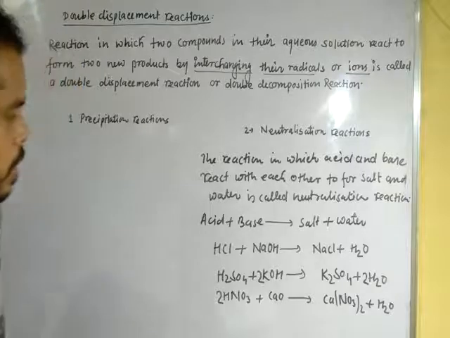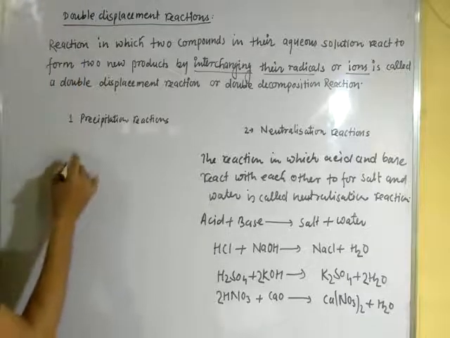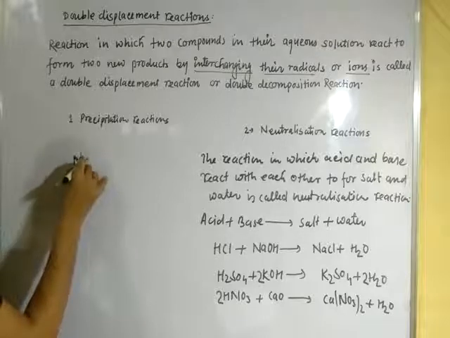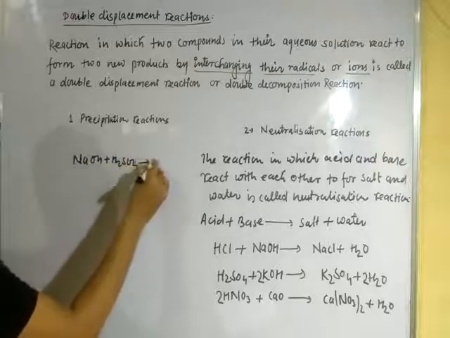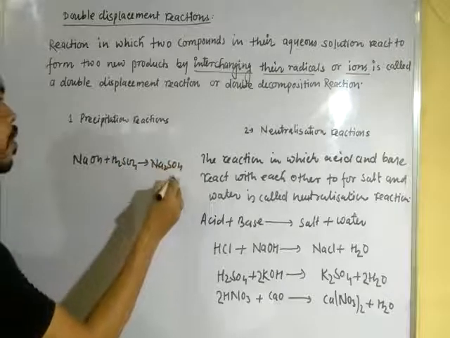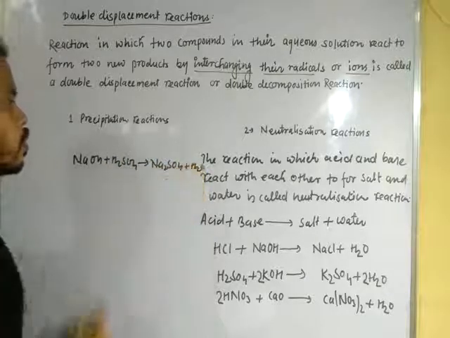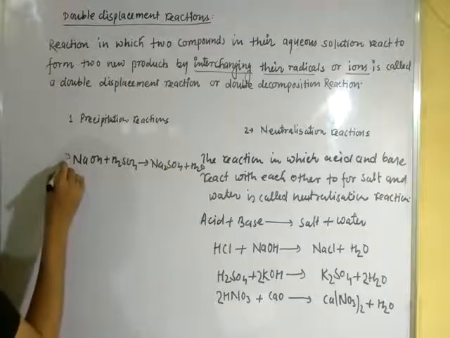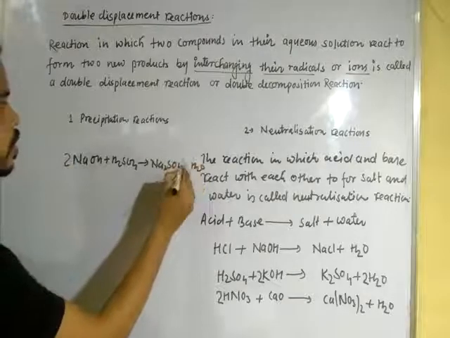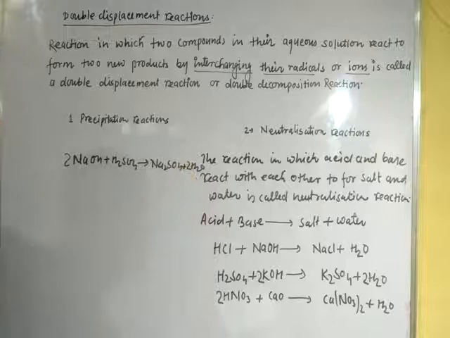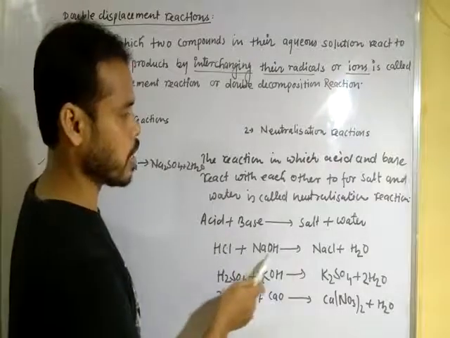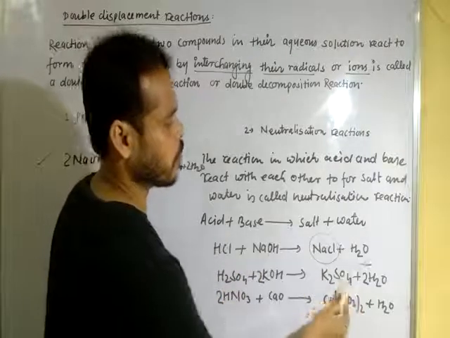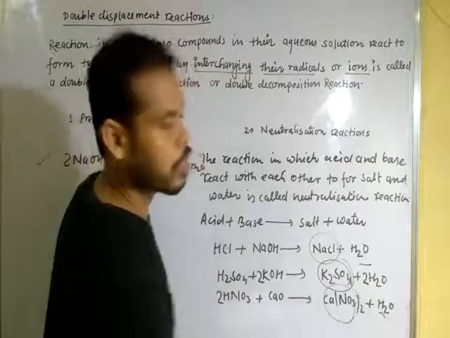Okay, dear student, let us see another example, like NaOH and H2SO4. It forms Na2SO4 plus H2O. To balance this reaction, multiply by 2, so it will also be 2. Okay, dear student, these are the neutralization reactions, because here one acid and one base react to form salt and water, always salt and water.